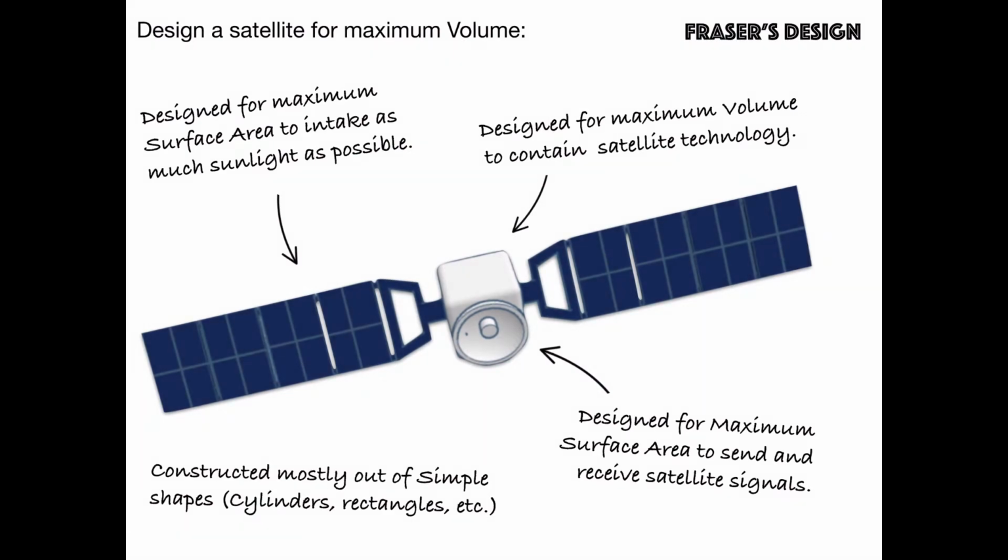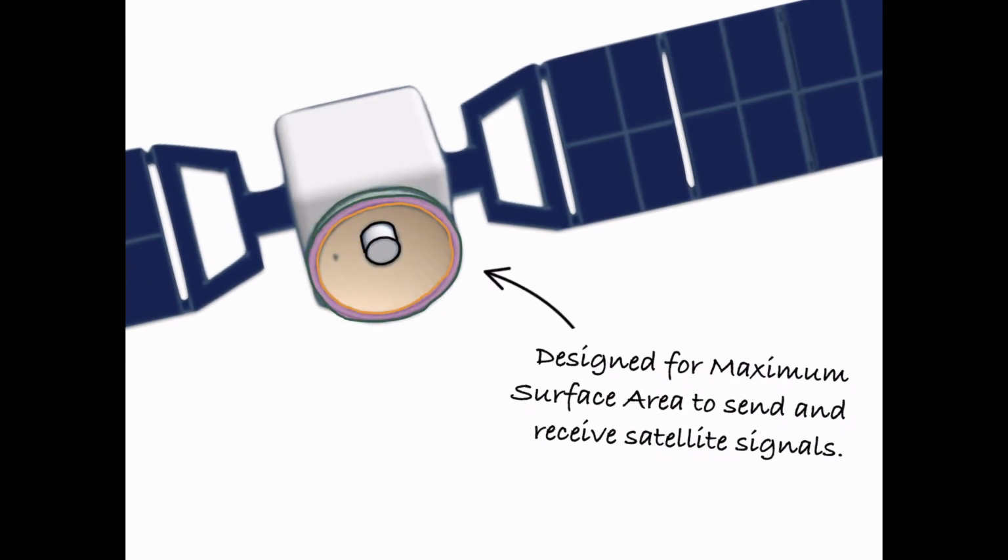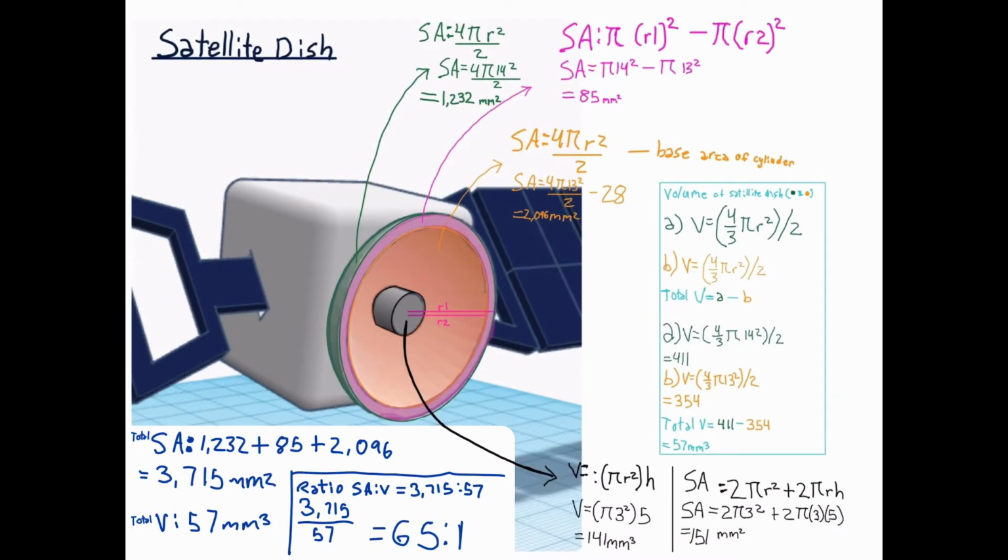Hello, I'm Fraser. I decided to design a satellite because it is mostly constructed out of simple shapes that has several different parts that are utilized for maximum surface area or volume. The satellite dish is maximized for surface area to send and receive radio transmissions. This required many calculations for hemispheres as well as one cylinder. As the surface area to volume ratio shows, I was successful in designing the satellite dish for surface area.